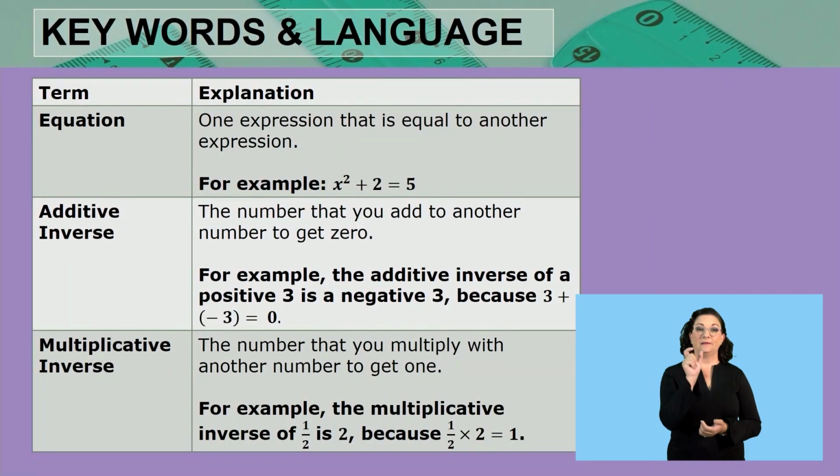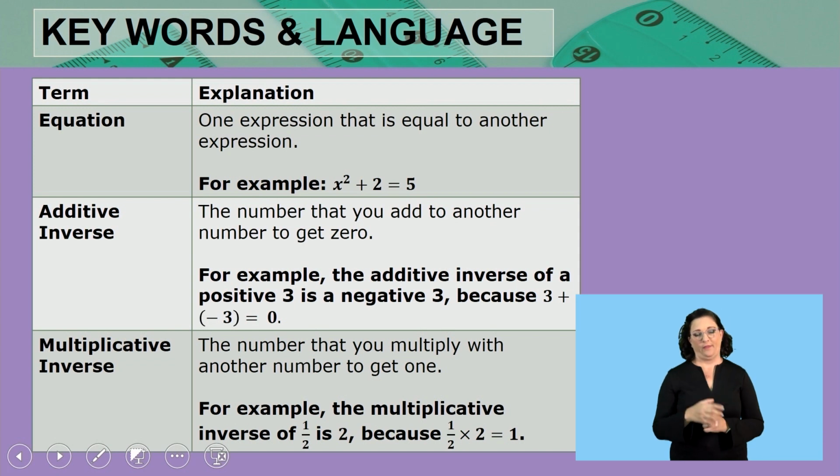Let's look at the keywords that we are going to be using during this lesson. So we are going to use equation, which is one expression that is equal to another expression. For example, x squared plus 2 is equal to 5. Then we have the additive inverse, which is the number that you add to another number to get 0. For example, the additive inverse of positive 3 is negative 3, because positive 3 plus negative 3 is equal to 0. Then we have the multiplicative inverse, which is the number that you multiply with another number to get 1. An example of this is that the multiplicative inverse of 1/2 is 2, because 1/2 multiplied by 2 is equal to 1.